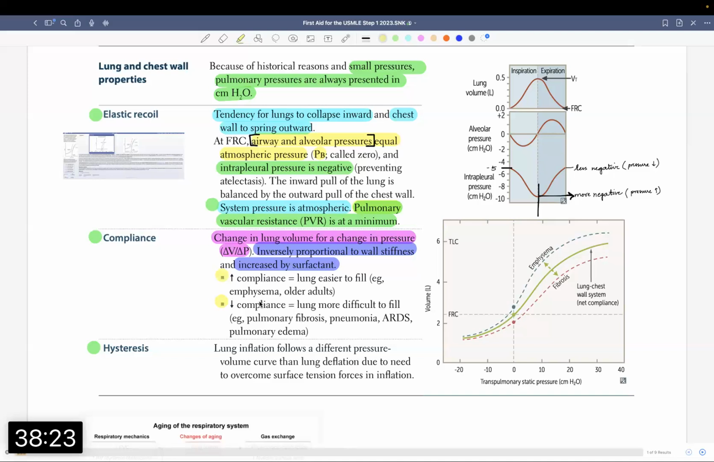So compliance goes down. Okay, next we have the phenomenon of hysteresis. Here, lung inflation follows a different pressure-volume curve than lung deflation, due to the need to overcome surface tension forces during inflation. Deflation is easy, nothing is stopping it, but for the lung to inflate, it has to overcome the surface tension forces. So this phenomenon is known as hysteresis.